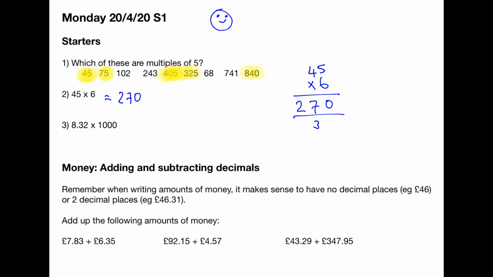So 8.32 times 1,000. So remember, when we're multiplying by powers of 10, so 10, 100, 1,000 and so on, we're moving the digits in our first number. So the decimal point always stays where it is, and then the digits are going to move 1, 2, 3 places to the left. So you do that just now. Pause the video.